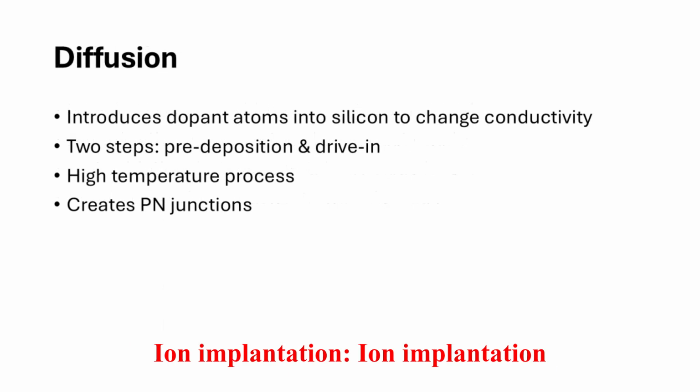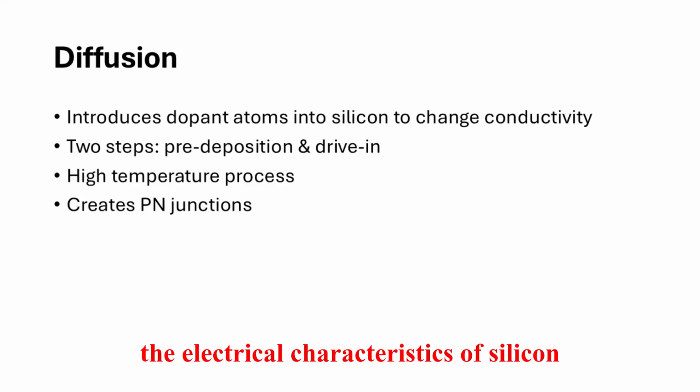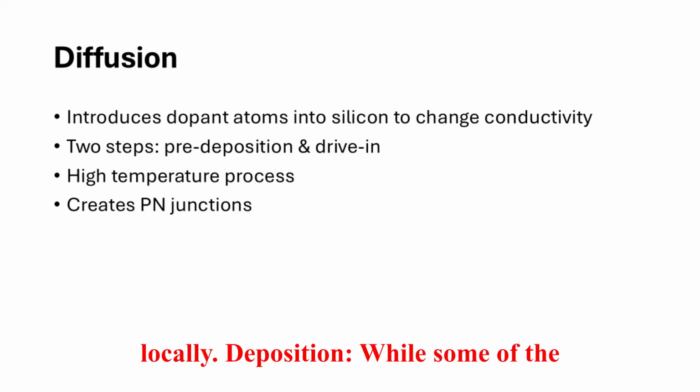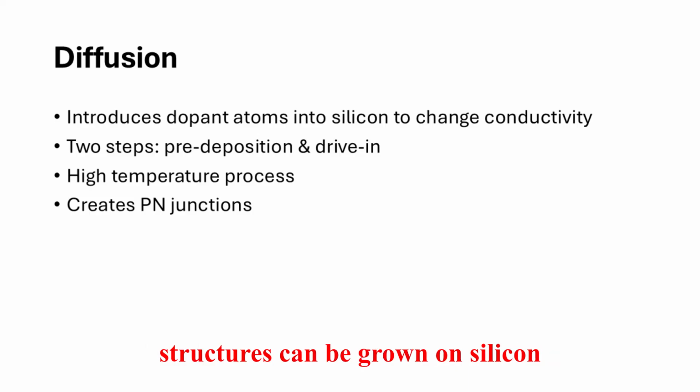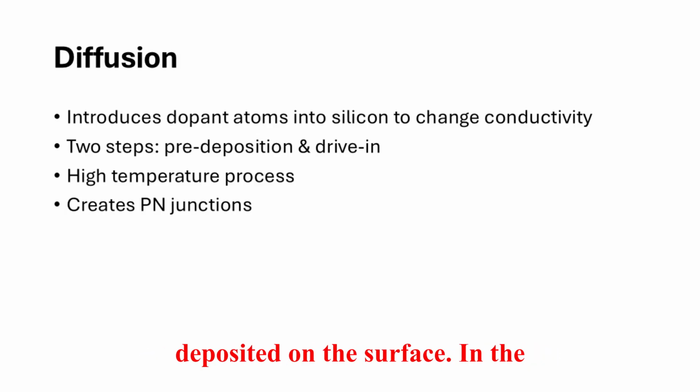Ion implantation. Ion implantation is used to add doping materials to change the electrical characteristics of silicon locally. Deposition. While some of the structures can be grown on silicon substrate, most of the other materials, especially metal and oxide, need to be deposited on the surface.